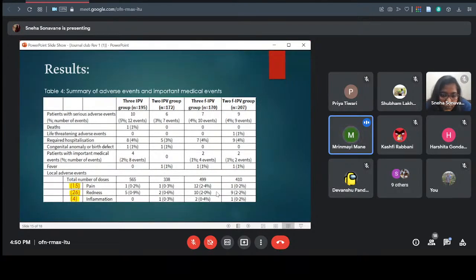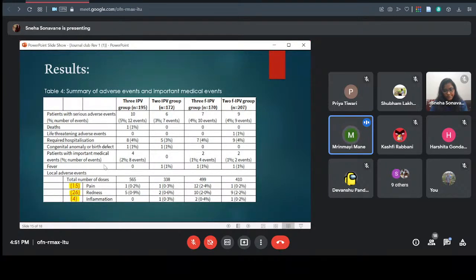Okay. So the parameters used for safety evaluation were serious adverse events and medically important events. So a serious adverse event is any untoward medical occurrence, whether it is considered to be related to the study vaccine or not, at any dose which can either result in death or is life-threatening or requires inpatient hospitalization or prolongation of existing hospitalization, or results in persistent or significant disability, or is a congenital abnormality. So all of these are considered as serious adverse events.